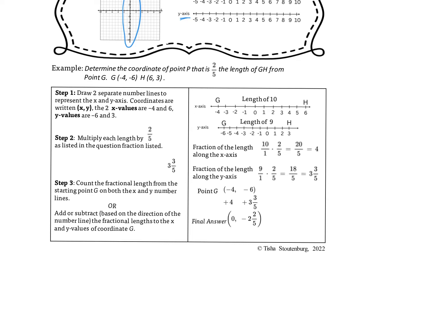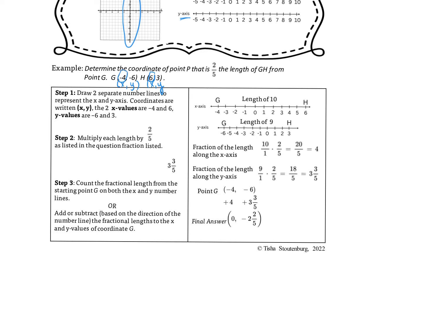2 individual number lines. So we want to determine the coordinate of point P that happens to be 2/5 the length of line segment GH from point G. You'll notice here that G has a coordinate of (-4, -6), and H is (6, 3). If you remember, we write coordinates x, y. So my 2 x values are -4 and 6.